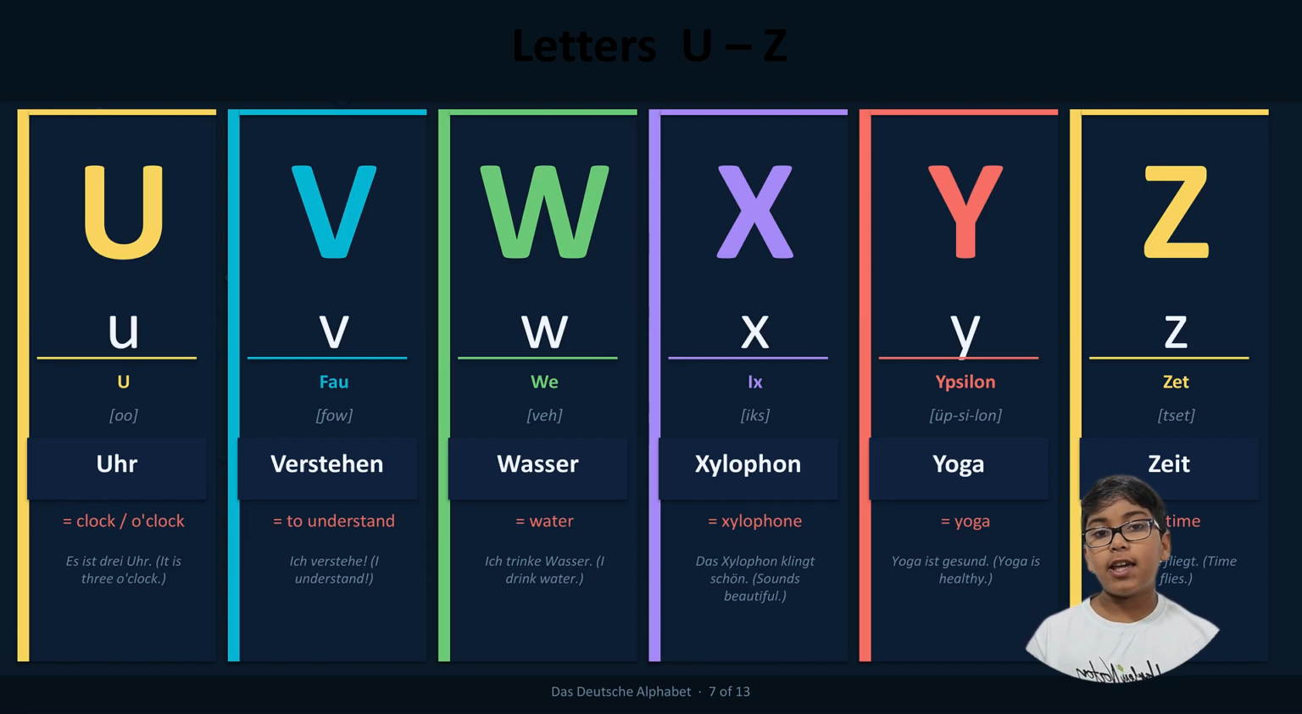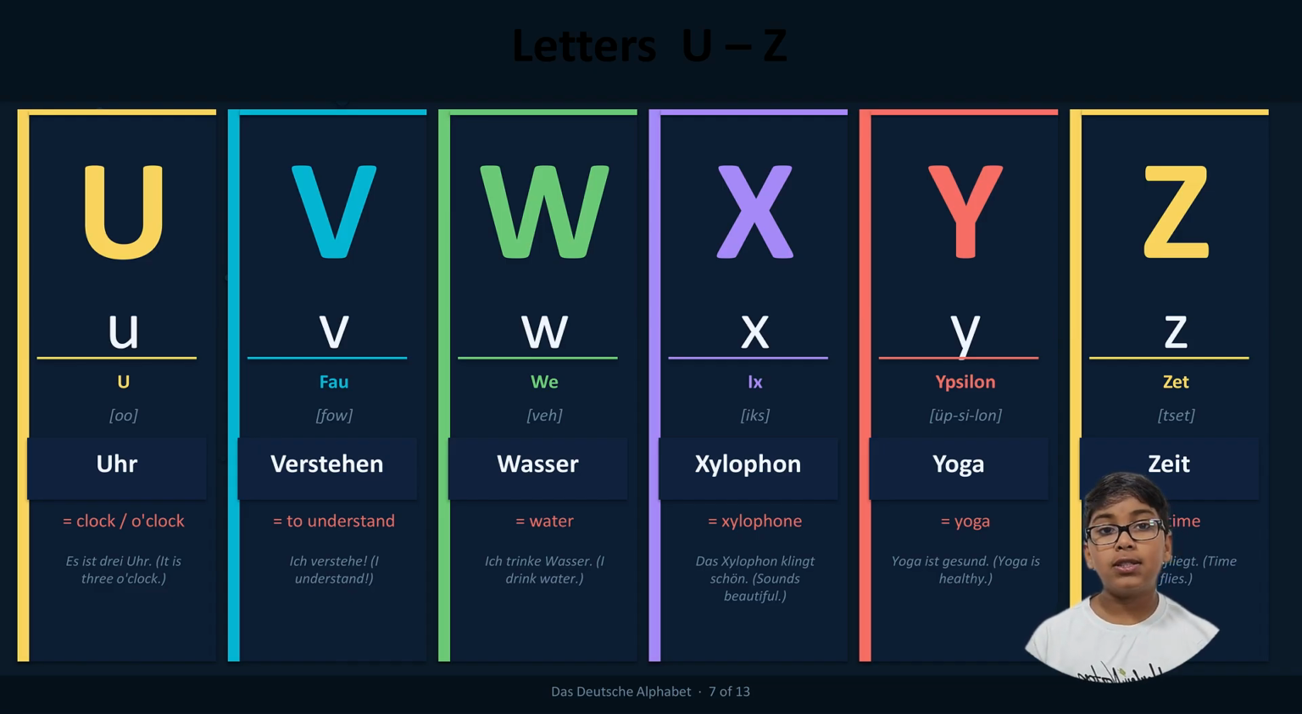Here comes another big one. In German, W sounds like the English letter V. So German W equals V. Let me say that again. German V sounds like English F. German W sounds like English V. Yes, V and W are completely switched around. Just remember that and you will be absolutely fine. The example word is Wasser. Say it, Wasser. It means water. Ich trinke Wasser. I drink water.